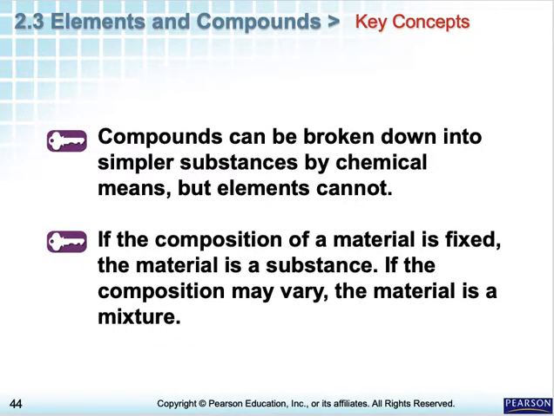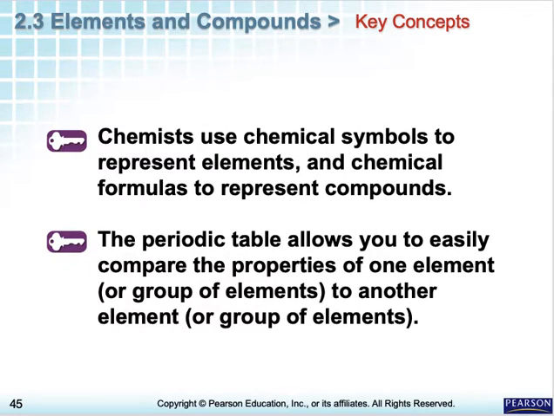Oh, we're almost done. So, the key concepts. Compounds can be broken into simpler substances by chemical means, but elements cannot. If the composition of a material is fixed, the material is a substance. If it can vary, then the material is a mixture. Think milk: whole milk, skim milk, 2%, heavy cream, etc. Chemists use chemical symbols to represent the elements and chemical formulas to represent compounds. The periodic table allows you to easily compare the properties of one element or group of elements to another.